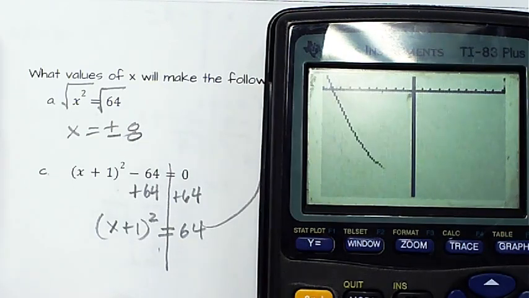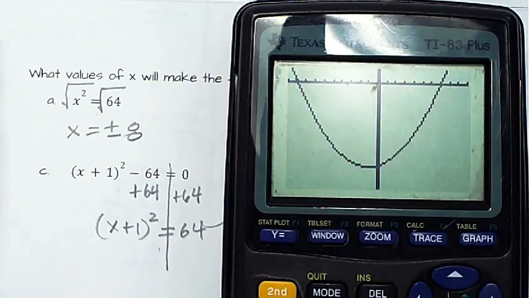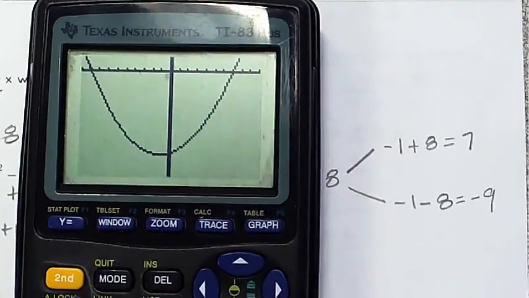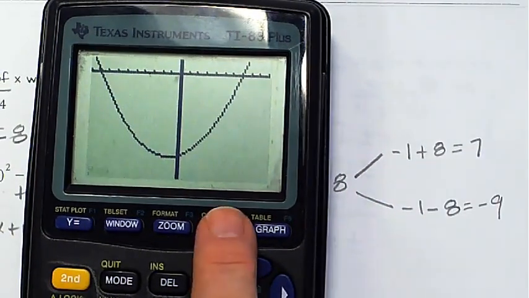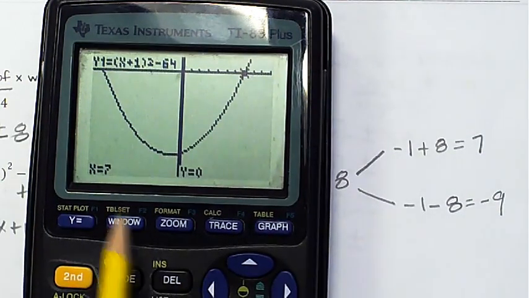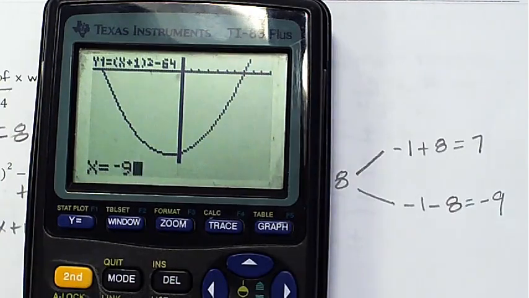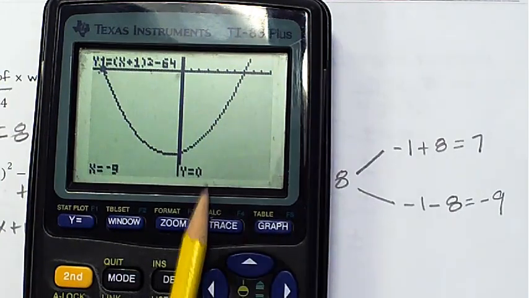And I want to show you a couple of things. First, I'm going to check these answers. Let's see if 7 is an x-intercept. So I'm going to press trace 7, enter. Okay, that's an x-intercept. I'm going to check and see if negative 9 is an x-intercept. And then I want to show you the vertex.